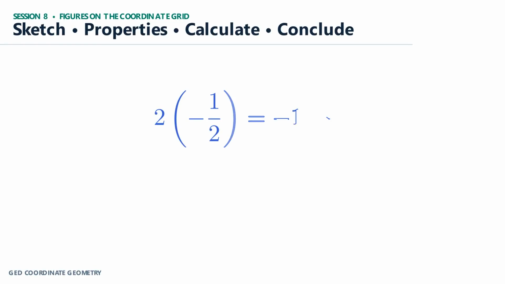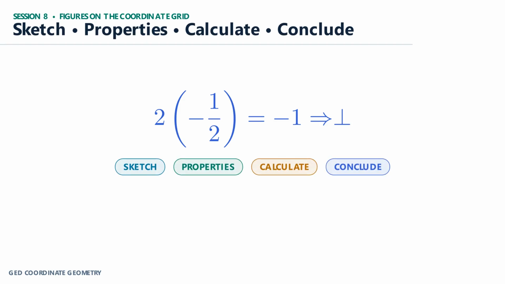Use this routine. Sketch and label vertices. List the required properties. Choose distance or slope for each. Calculate consistently, then state the conclusion. Final check: slopes 2 and -1/2 are perpendicular because their product is -1. In Session 9, verified side lengths and heights will become perimeter and area.